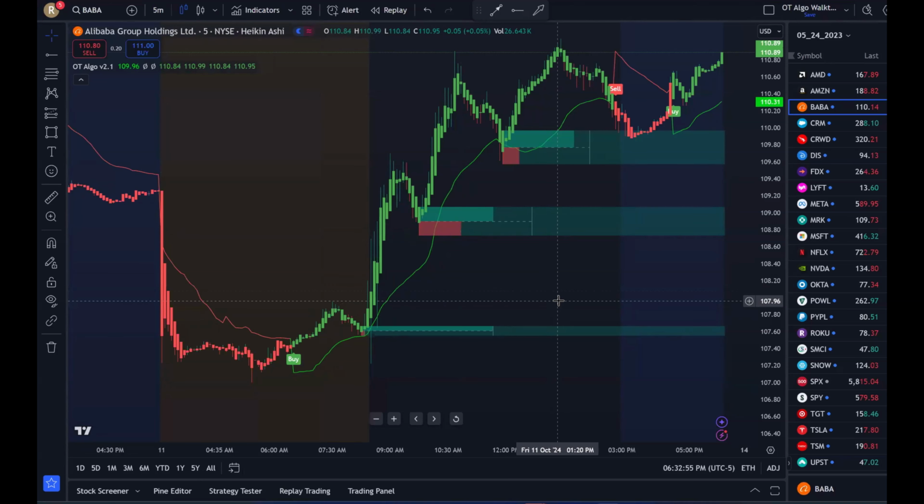So your algo is not based on the candlestick? It's not. It's not based upon candle dependency. It works with everything, any time frame.